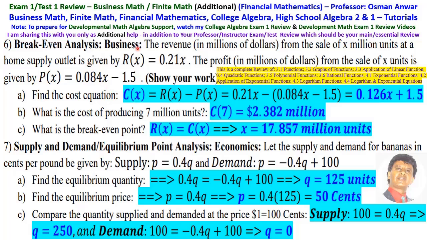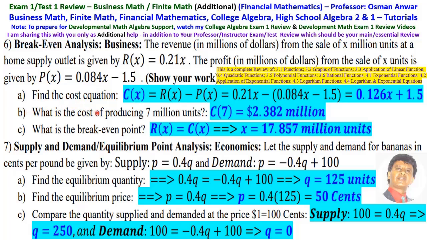So we know the revenue, we know the profit, and we know profit equals revenue minus cost. That means cost equals revenue minus profit. That is 0.21x minus (0.084x minus 1.5), and that is 0.126x plus 1.5. That is the cost function.